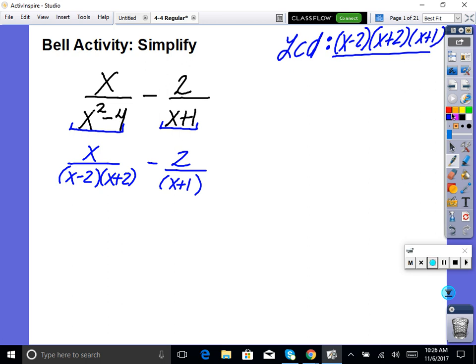So what does this one need? The front term, what does it need to get the denominator to look like that? x plus 1. If you have two terms, you need parentheses. What does this one need to look like that? x minus 2, x plus 2.